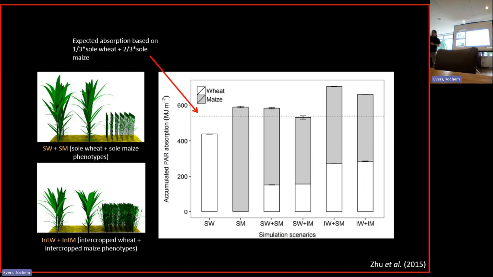What could that be? Yes. Yeah, because the border rows are more competitive, and so they capture more light, takes it from the other crop partner. From the maize. Yeah, exactly. So these maize plants, they were having a hard time.